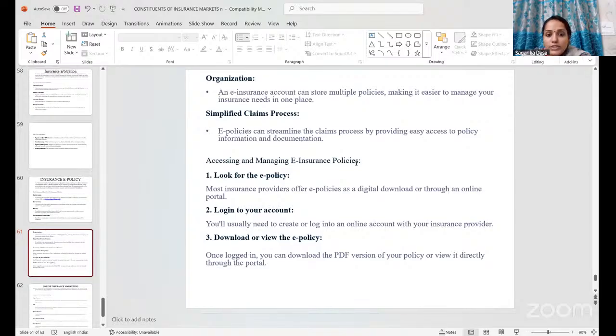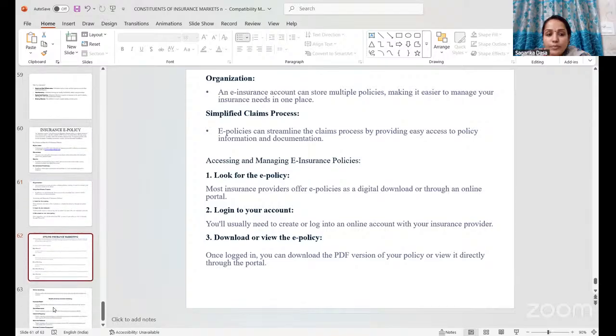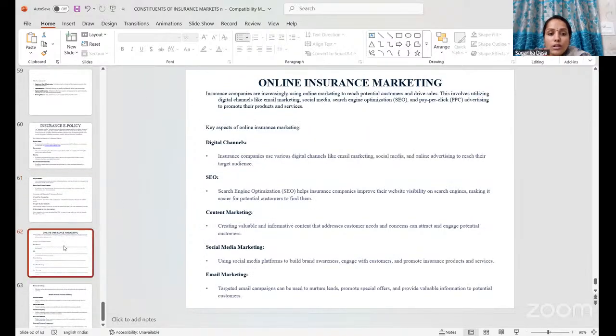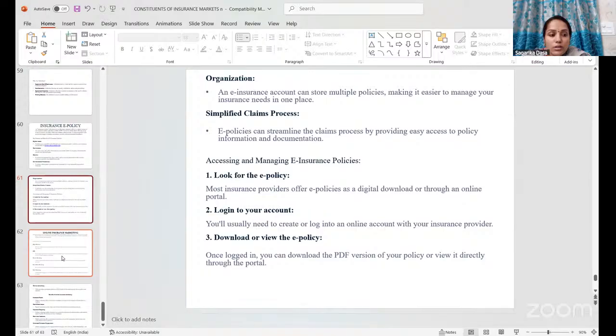Accessing and managing an e-policy. Look for the e-policy. Most insurance providers offer e-policies as a digital download or through an online portal. Log into your account, and download or view your e-policy. So to access the insurance policy, look for the policy, then log into your account, and you can usually view your policy or download the policy.